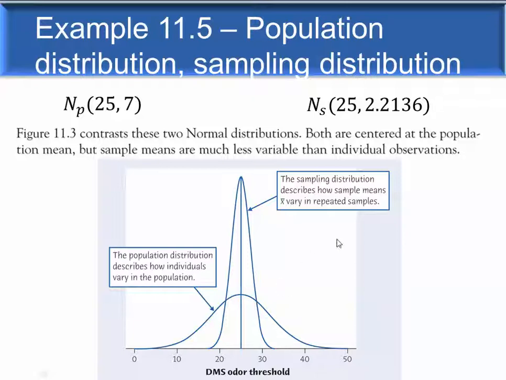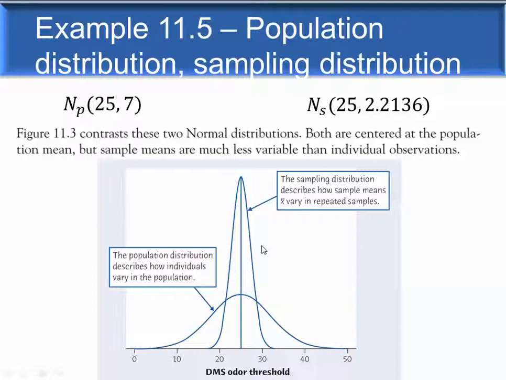Now, on the other hand, our sampling distribution, we have here, it's again normal, and this is a sampling distribution. This is not the distribution of one sample. This is a distribution of the means of all of those samples of 10 that we took. The mean again is going to be 25, but the standard deviation is 2.2136. And you see that this distribution is much taller and narrower.